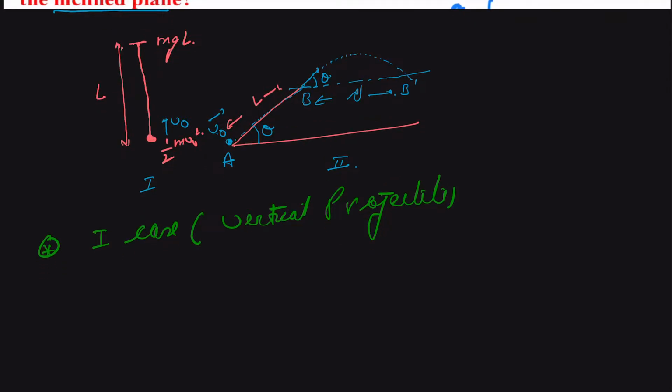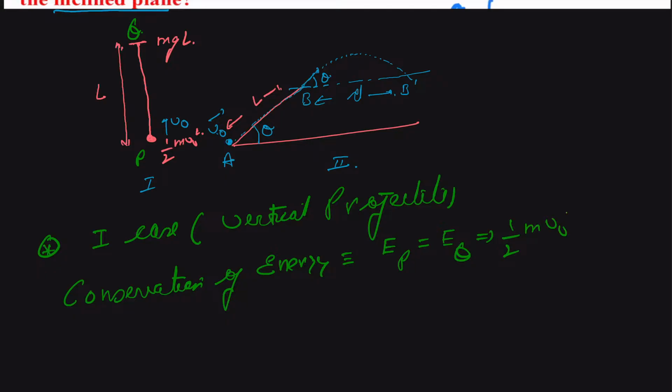Okay. So let us assume that this point is our P and this point is our Q. Therefore, by conservation of energy, we can say that the energy at point P should be equal to the energy at point Q, or we can write this as half m v0 square is equal to mgL.